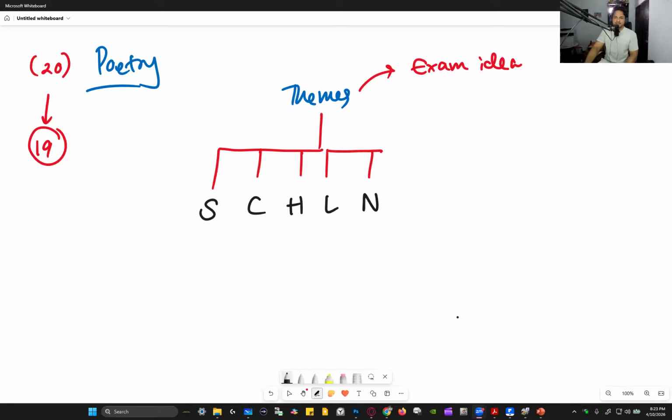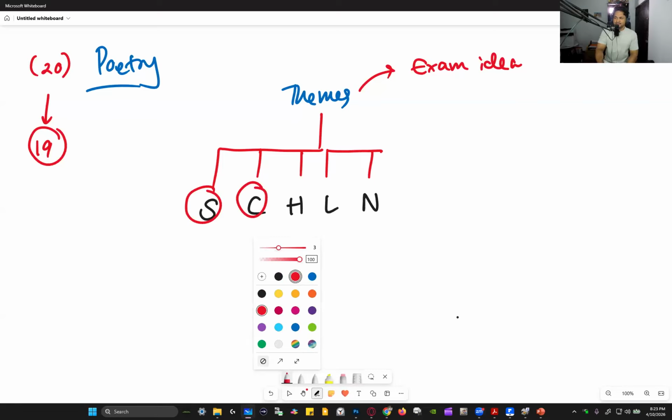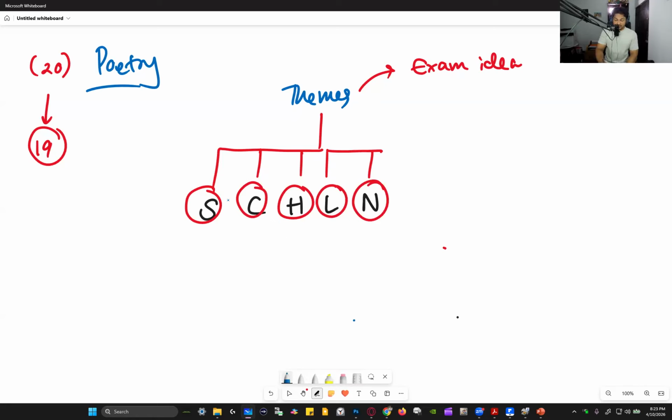So we have schooling, SCHLN. These are the five themes. Now, these themes fall under the poetry genre, the poetry category.